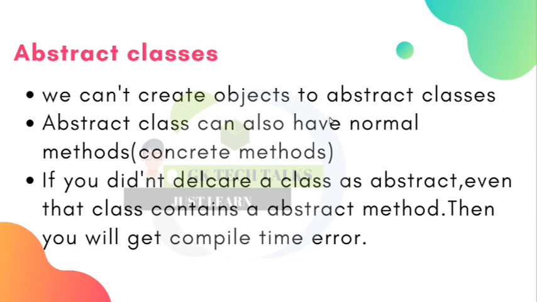An abstract class can also have normal methods. So we can declare both abstract methods and normal methods inside our abstract class. If you didn't declare a class as abstract, and that class contains an abstract method, then you will get a compile time error.